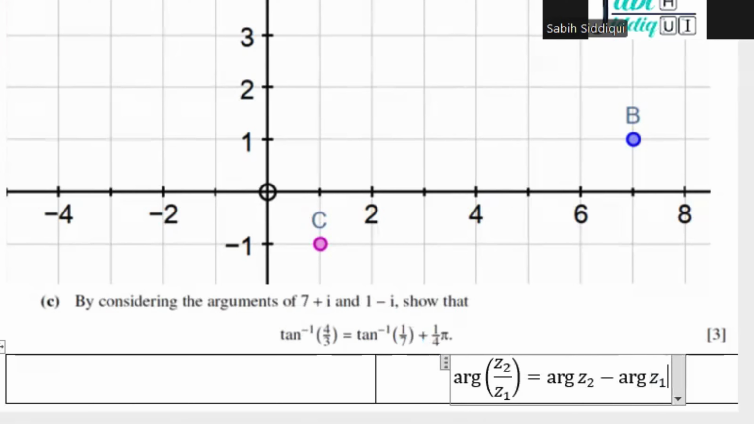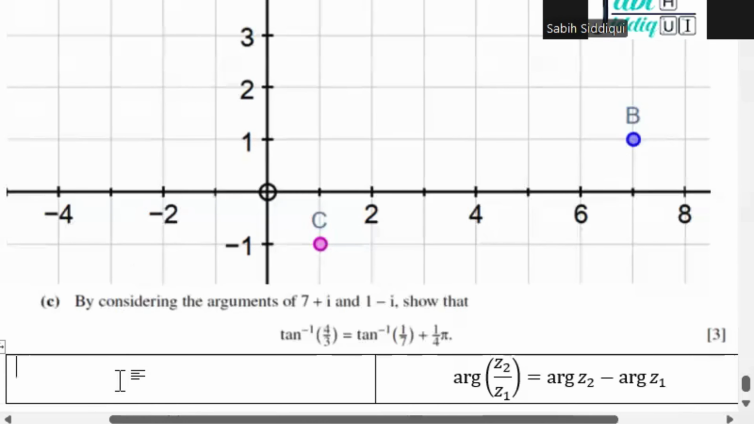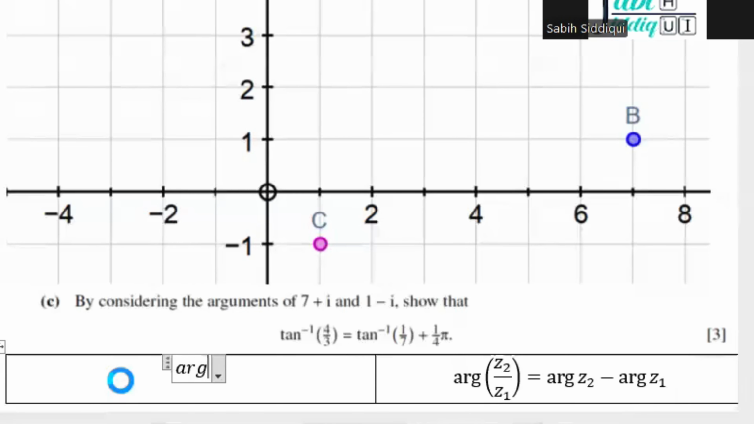So if you want to find argument of Z2 upon Z1, that will basically be argument of Z2 minus argument of Z1. So what is the number that we get by dividing the two numbers? We will get argument of U, right? U is achieved by dividing the two numbers. So I can say argument of 7 plus iota minus argument of 1 minus iota.